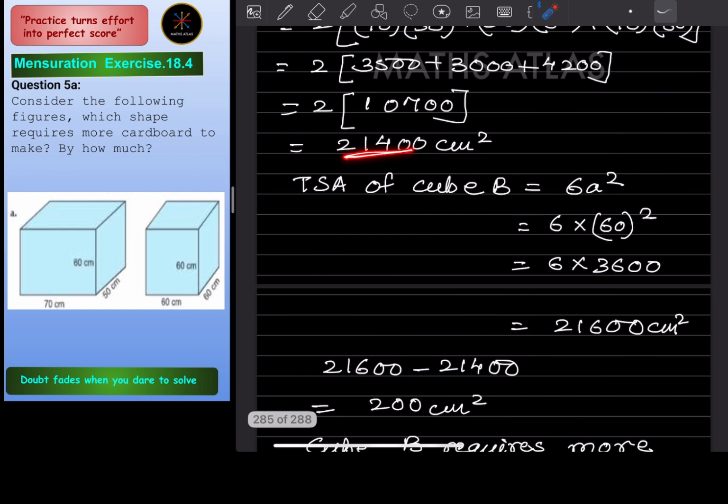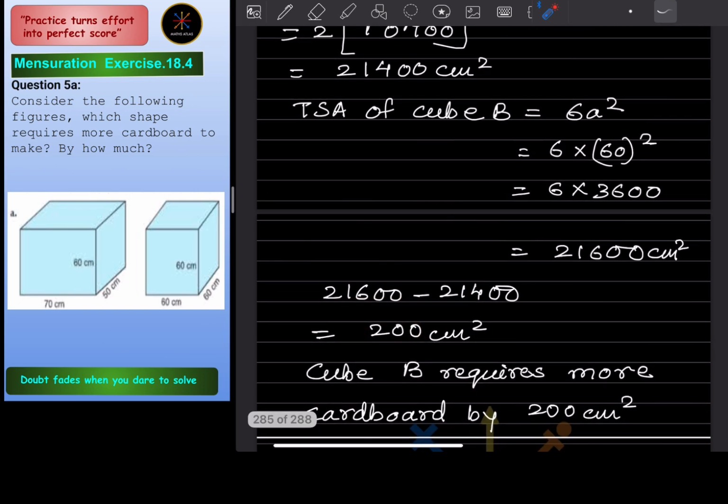So now you can compare this one. This is 21,400. This is 21,600. After subtracting, taking the difference of it, we get 200 centimeters square. So we can say cube B requires more cardboard by 200 because the area of cube B is more. So by how much? That is 200 centimeter square.